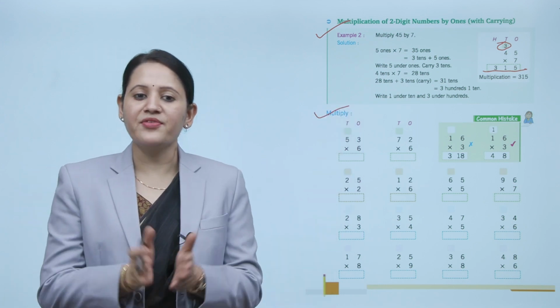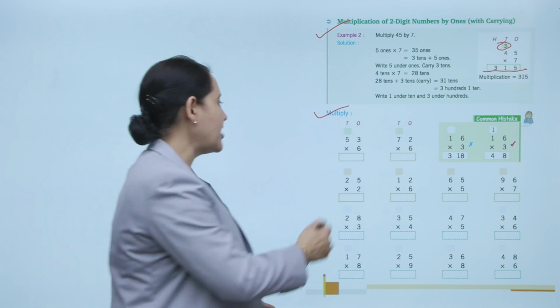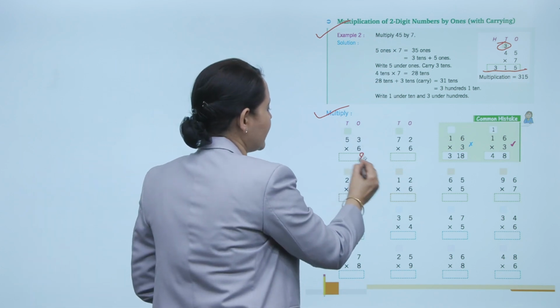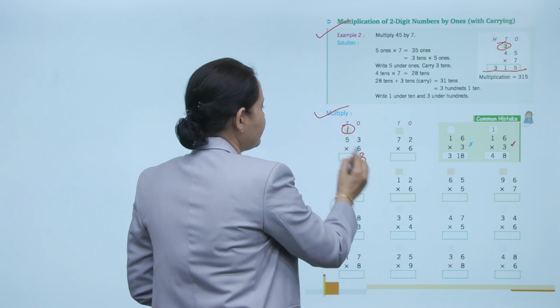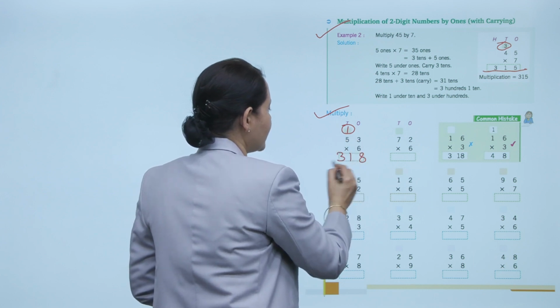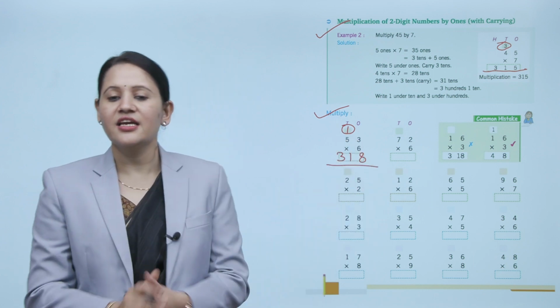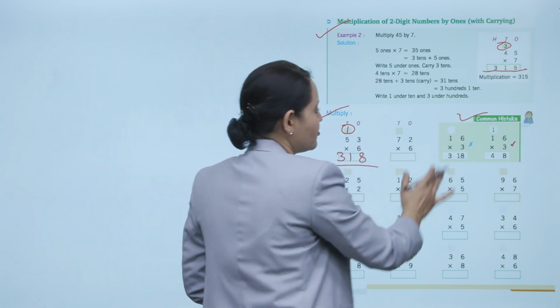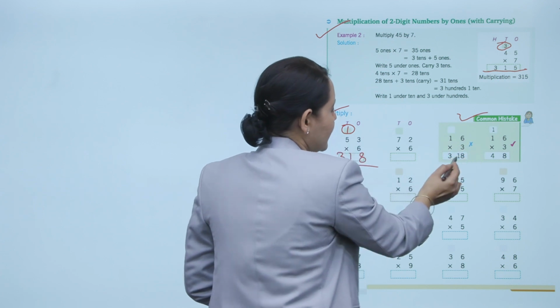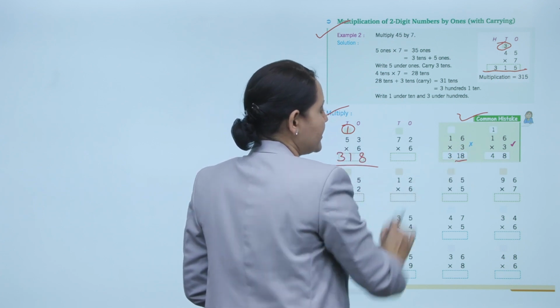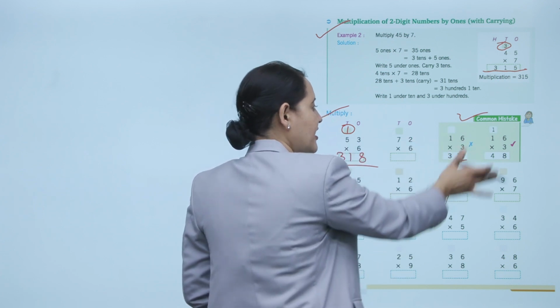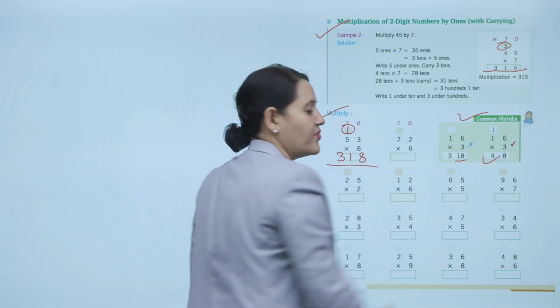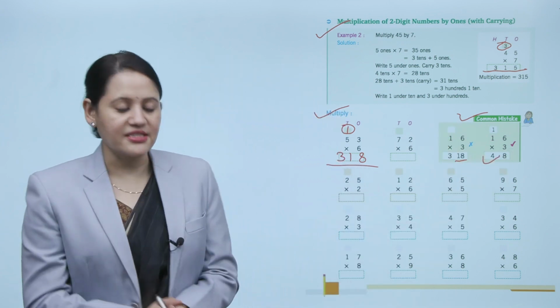We have to multiply 53 by 6. Start from ones, 6 times 3 is 18, write 8 here, 1 carry over, 5 times 6 is 30 and 1, 31. So the answer is 318. Next, common mistake: 16 into 3. So 6 times 3 is 18, we will not write 18 here, rather we will write 8 here and 1 carry over. So this is the correct way of doing multiplication.